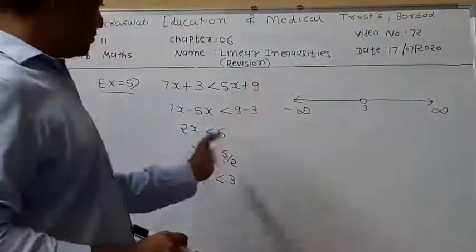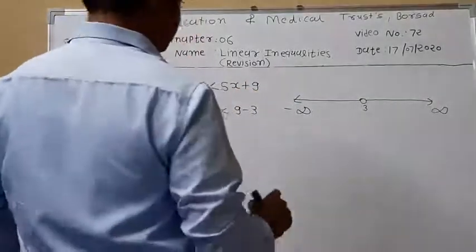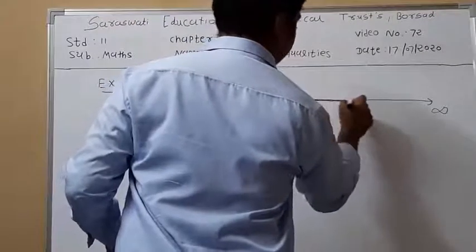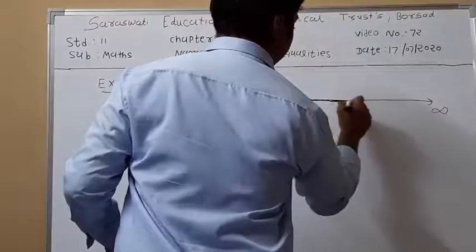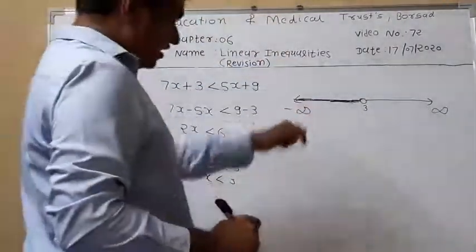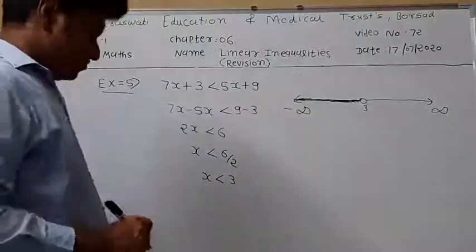Now the arrow is on the left side, so we draw the shaded portion, that means we darken this line. So our answer is like this. We can represent it graphically this way.